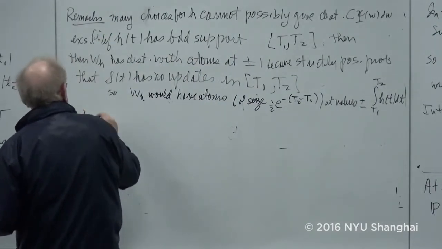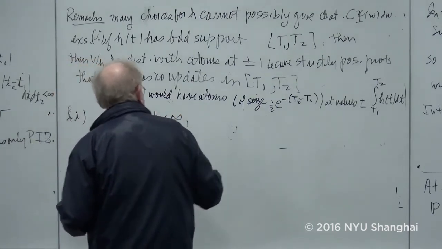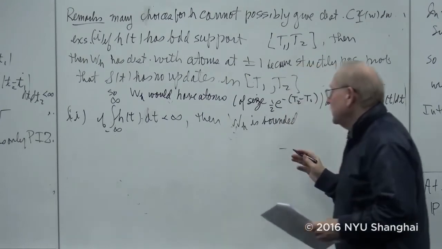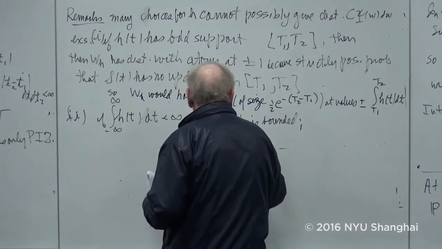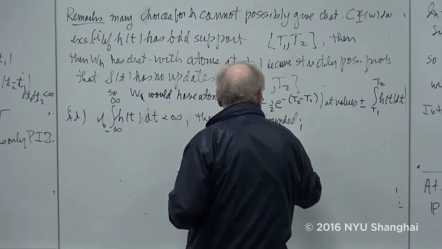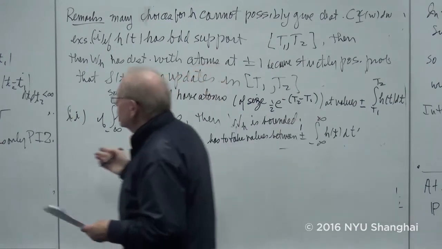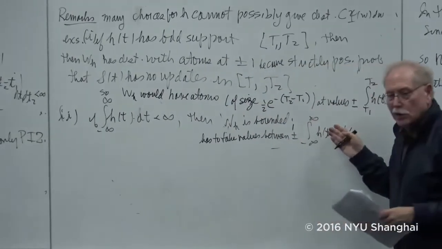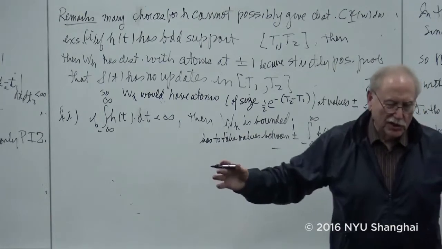Here's another example. If h of t is integrable, then W sub H is bounded. That is to say, there's zero probability of it getting bigger than some constant or less than minus that constant, with values between plus or minus the integral. Right, because look at the formula. This is no bigger than plus 1 times the integral, and no less than minus 1 times the integral. So any value has to be in between these two finite numbers. That means it's a bounded random variable, so its distribution has bounded support.